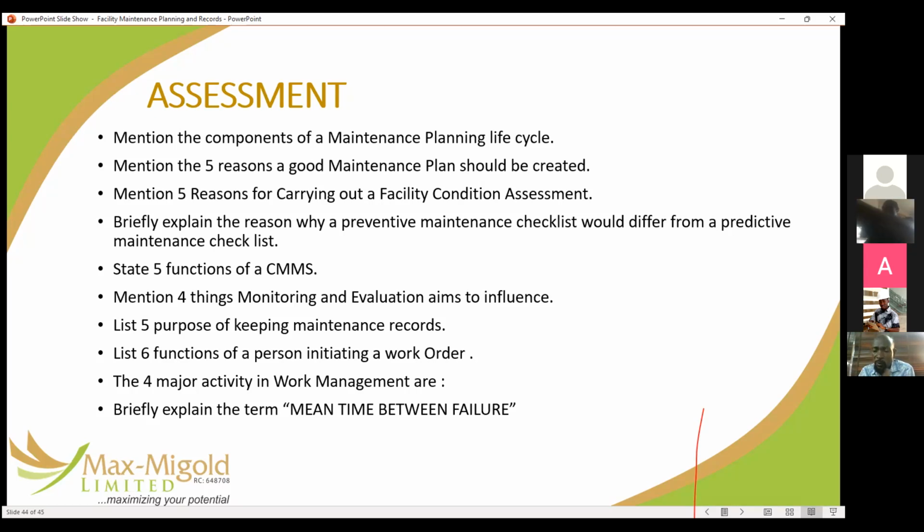Then, in terms of work order, you know there's something we call checks and balances. Why do you have a supervisor supervising technicians? Because you know your technician can do and undo. That's why you have a supervisor to monitor them. Why do you have a facility manager? Because your supervisor needs somebody over him. Why do you have a head of facility? That is what we call checks and balances. When a tenant, for example, makes a request for plumbing work.